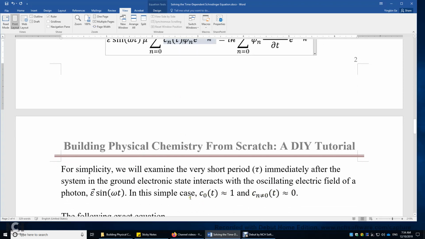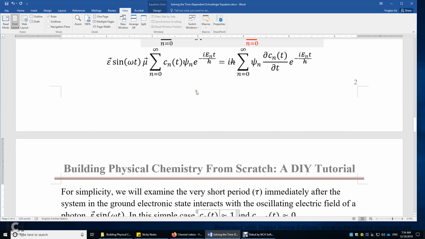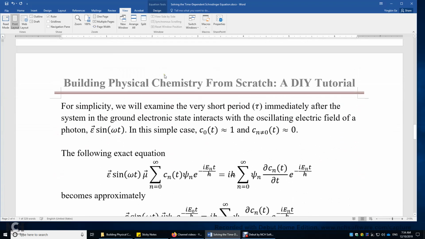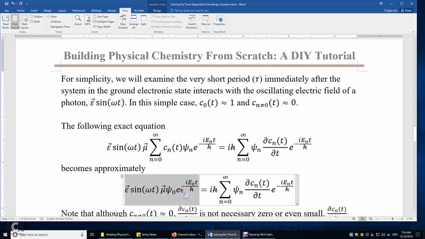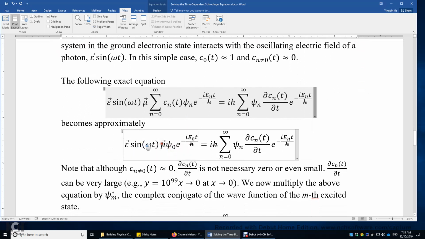So what does that mean? That means the system is mostly in the ground state. 100% in the ground state, nearly 0% in the excited state. And then, therefore, we can simplify this infinite series into just the first n equals 0 term. And then we have this simplified into just one term here. All right? So on the left-hand side, we have only one term. On the right-hand side, we still have an infinite number of terms. How can we simplify this infinite series?